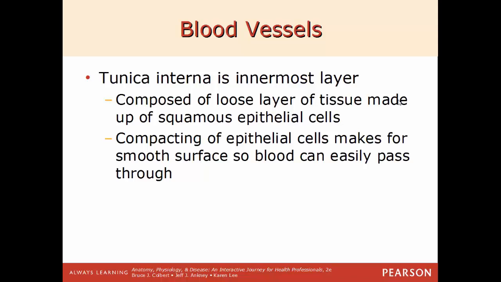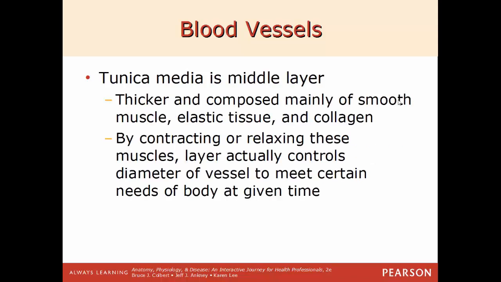Now, this compacting of the epithelial cells makes a very smooth surface so blood can easily pass through. The tunica media is a thicker middle layer. It's composed mainly of smooth muscle, elastic tissue, and collagen. By contracting and relaxing these muscles, this layer actually controls the diameter of the vessel to meet certain needs of the body at any given time.